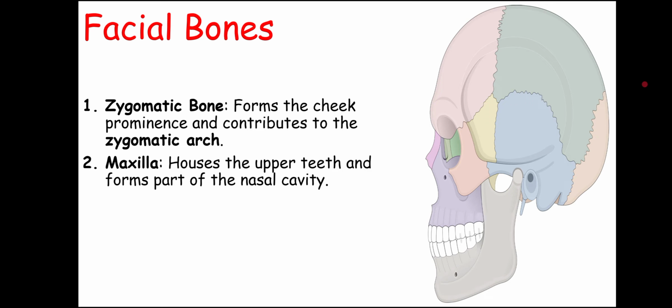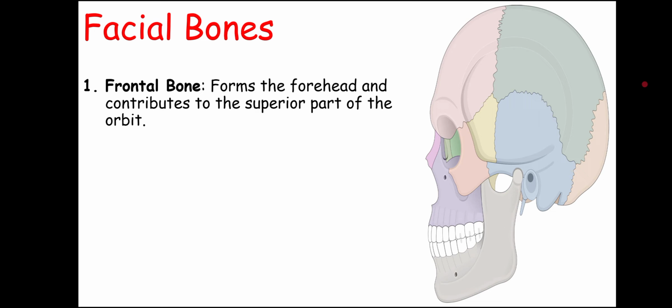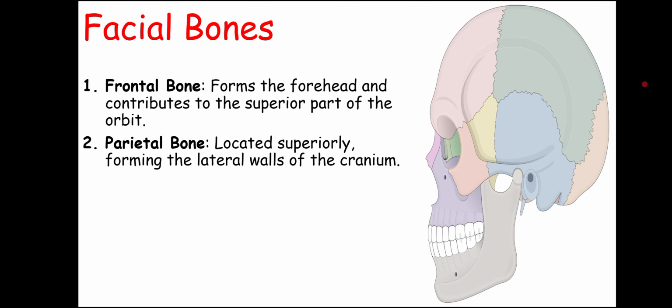And now let's talk about the cranial bones that can be seen in Norma Lateralis. They are the frontal bone that forms the forehead and contributes to the superior part of the orbit. The next cranial bone that can be seen from Norma Lateralis is the parietal bone. Here you can see the green colored bone at the above level of the skull is the parietal bone. It is located superiorly forming the lateral wall of the cranium.